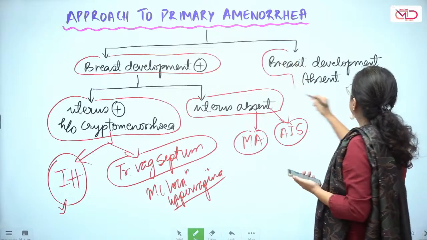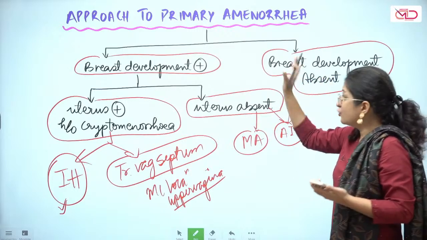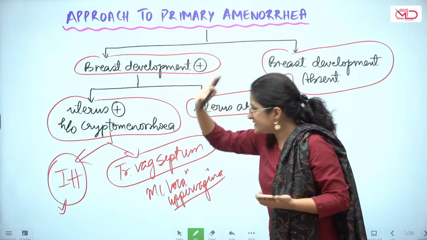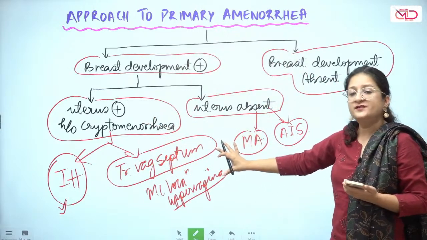And when the breast development is absent, what do you consider? We'll talk about it in the upcoming sections. So go step by step: breast development present, uterus present, cryptomenorrhea history, two possible differential diagnoses.